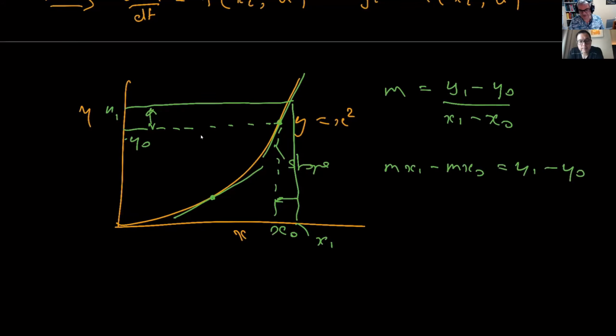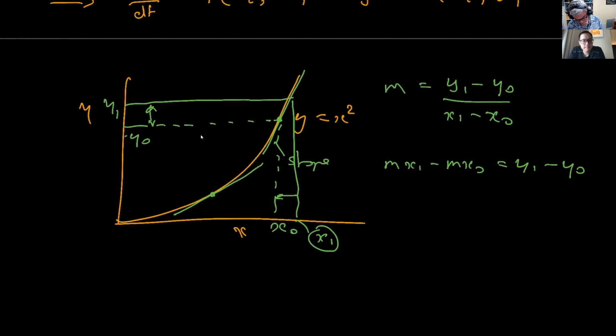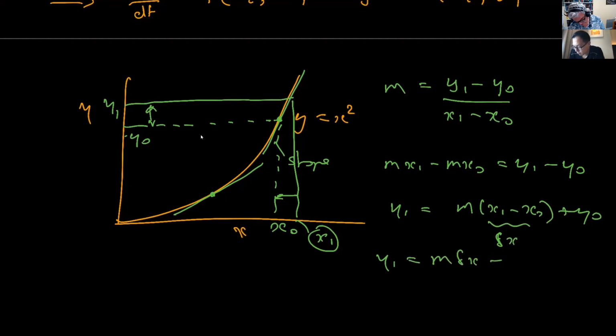What you use linearization for is to predict a new value of y, like y1, given a value x1. So I want to know y1. y1 equals m times (x1 minus x0) plus y0, and this piece here is the delta x. So y1 equals m delta x plus y0. That's basically my linear equation.